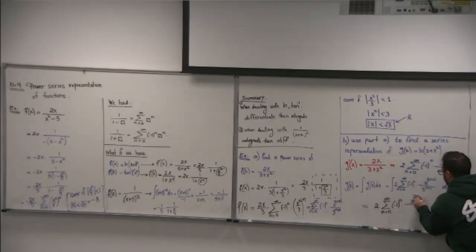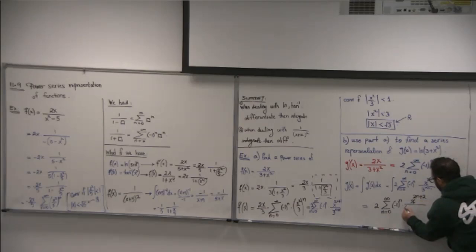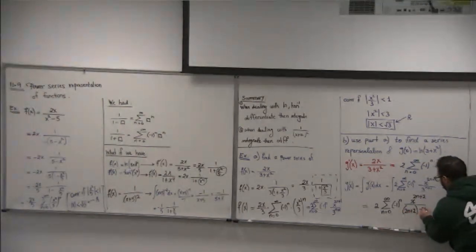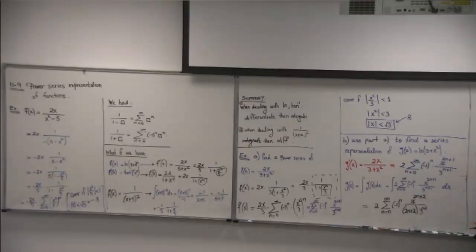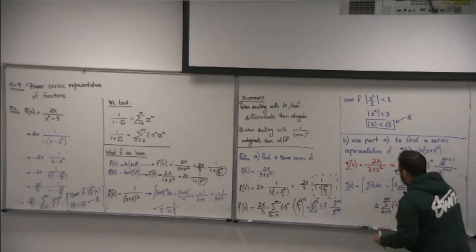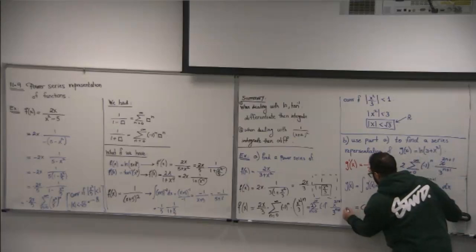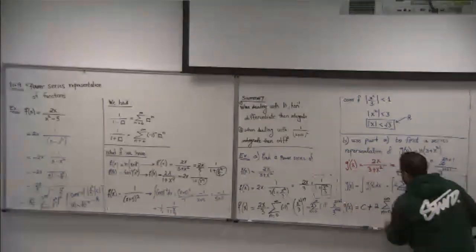X power 2n, add 1, so it becomes 2. Divide by the new power. Power rule of integration, nothing more. Okay? Nothing more. And then remember, when I integrate, what do I have to do? I have to put plus C, right? So we put plus C here. Let's put plus C outside, so I don't mix it with the series, because it's not part of the series.